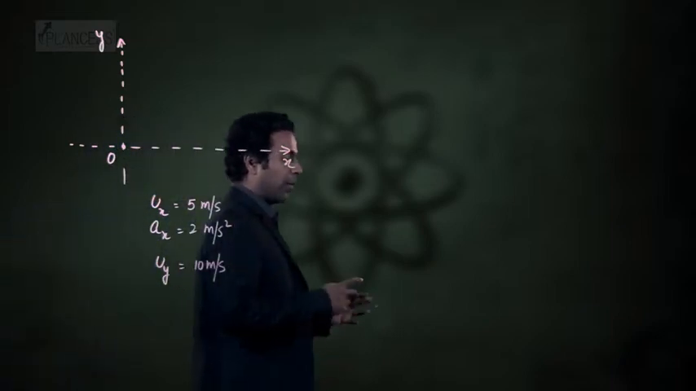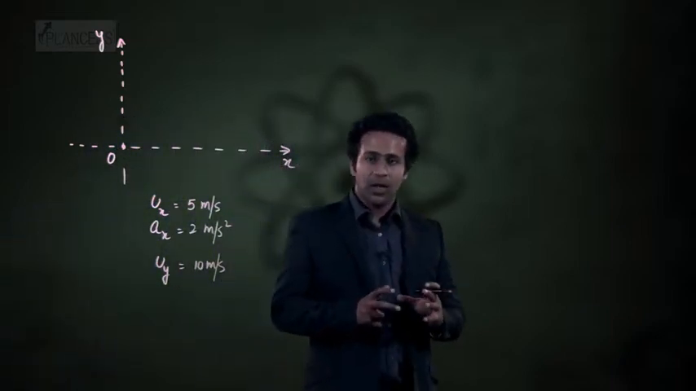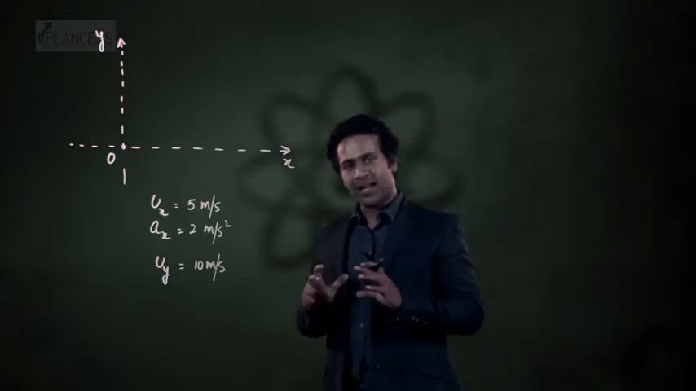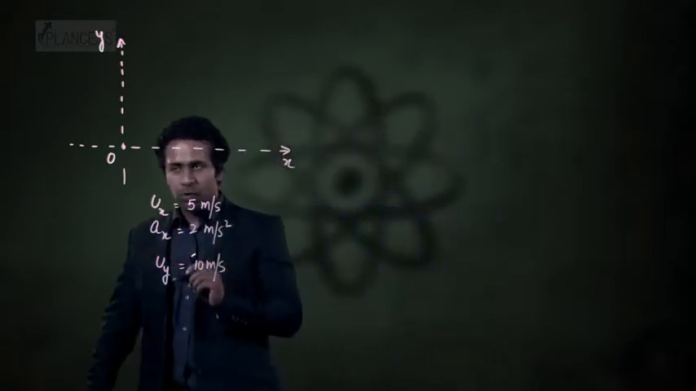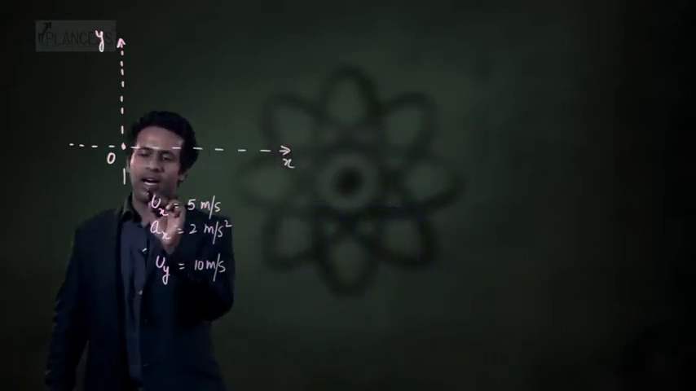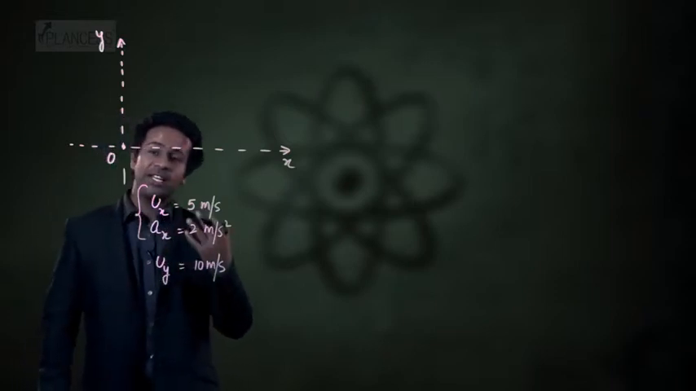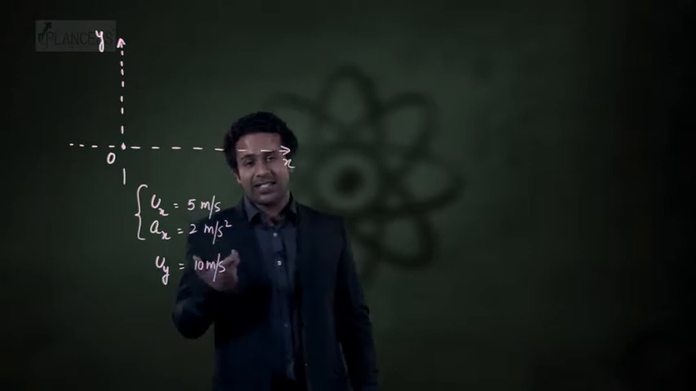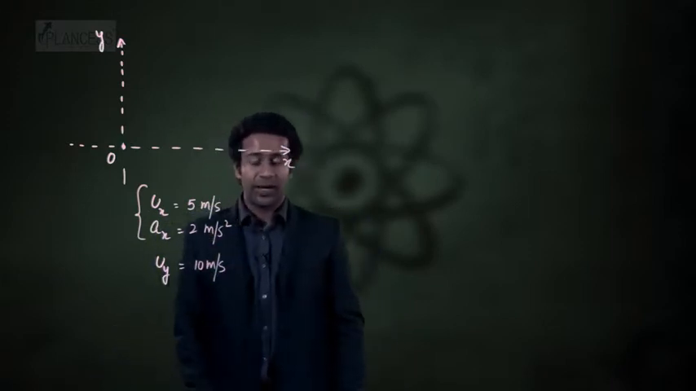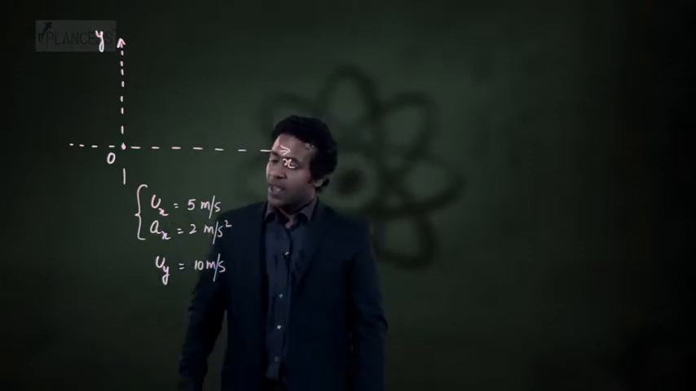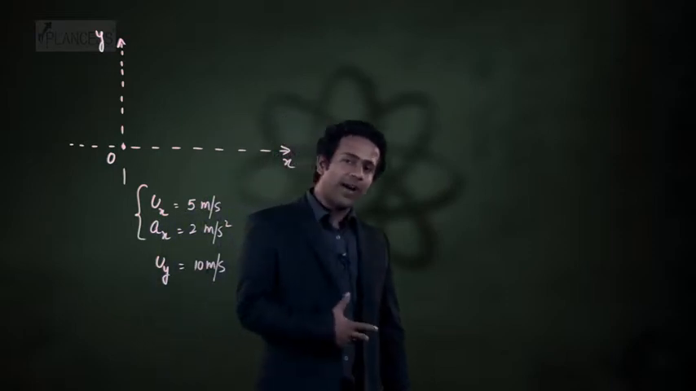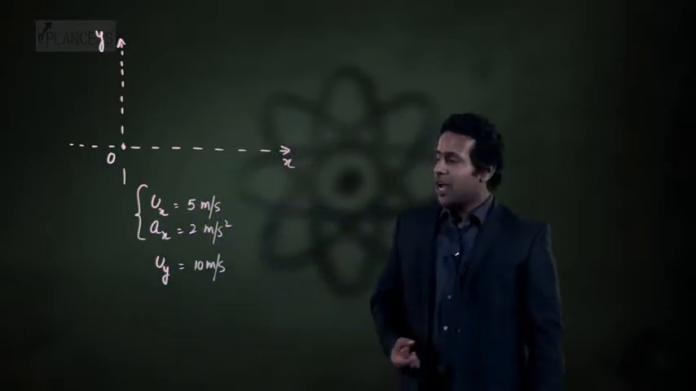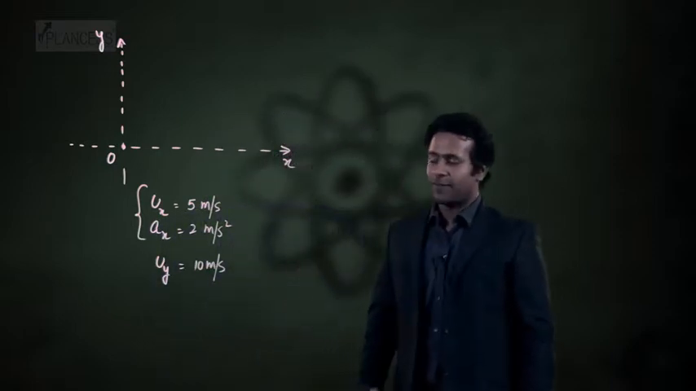So in the problem we have a particle which is moving such that when it starts to move from origin along x, it has an initial velocity of 5 meter per second and an acceleration of 2 meter per second square along x. And for the motion along y, it maintains a constant speed of 10 meter per second.